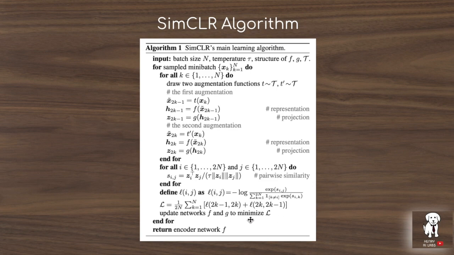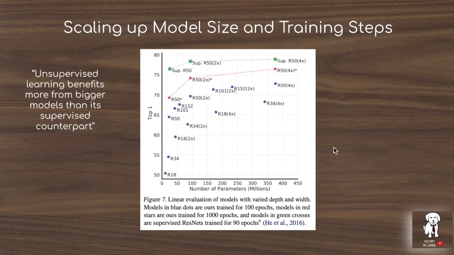And I guess you minimize the similarity between negative pairs by increasing the similarity between the positive pairs, because it's normalized by the similarity between all of the vectors in the batch. The next key finding in the paper is that scaling up model size, training steps, and batch size improves the performance of this SimCLR algorithm.